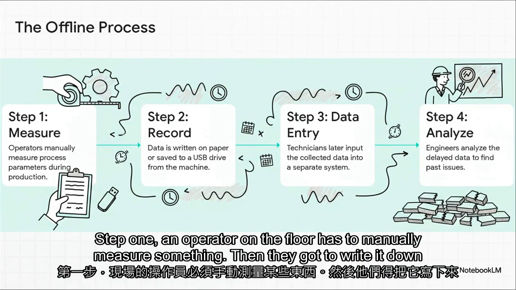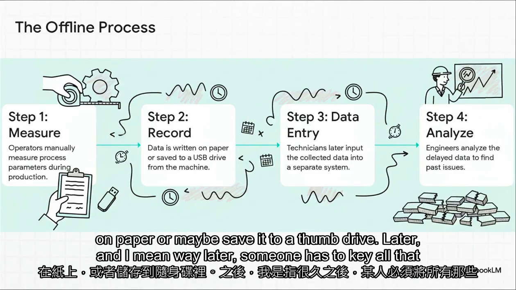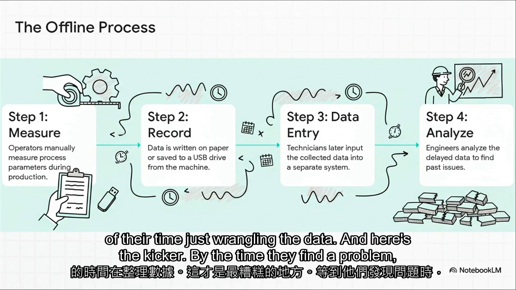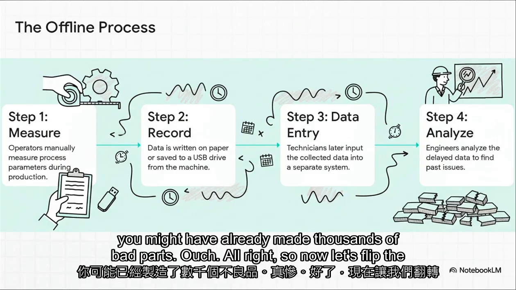And you can really see that lag in action here. Step 1, an operator on the floor has to manually measure something. Then they've got to write it down on paper or maybe save it to a thumb drive. Later, and I mean way later, someone has to key all that data into a computer. By the time an engineer actually gets to analyze it, they've spent most of their time just wrangling the data. And here's the kicker. By the time they find a problem, you might have already made thousands of bad parts.